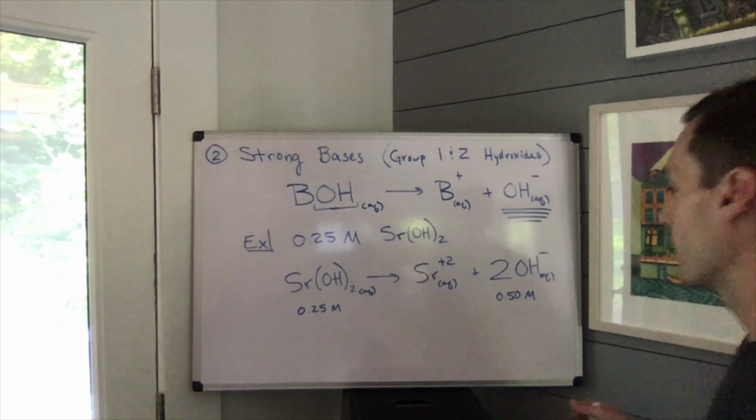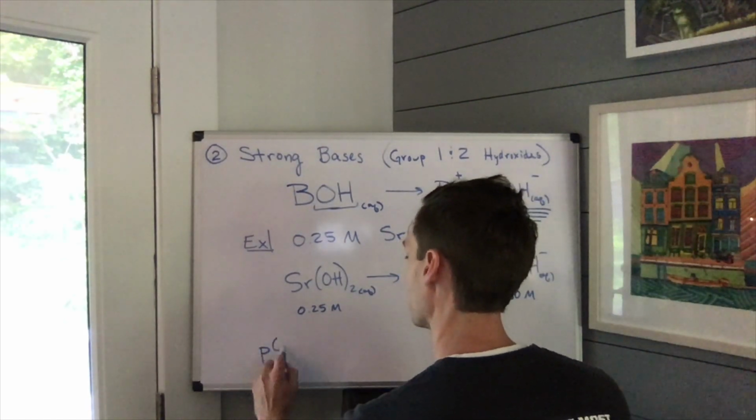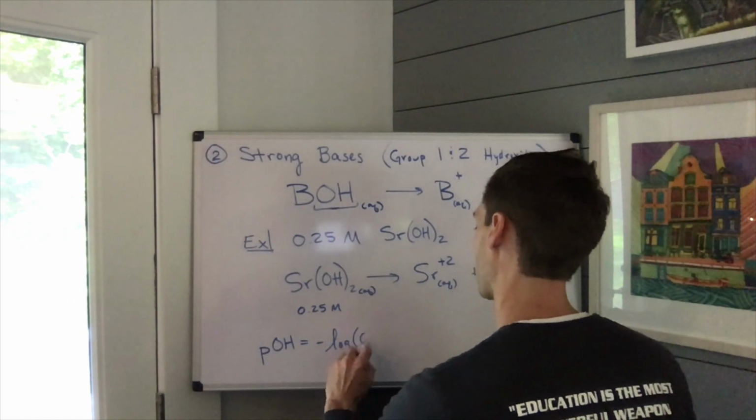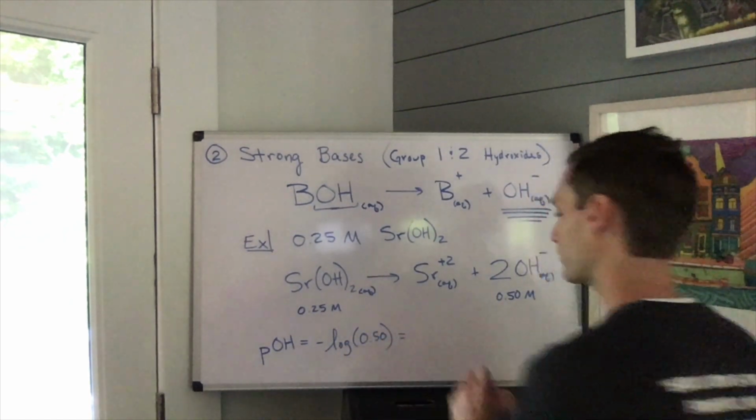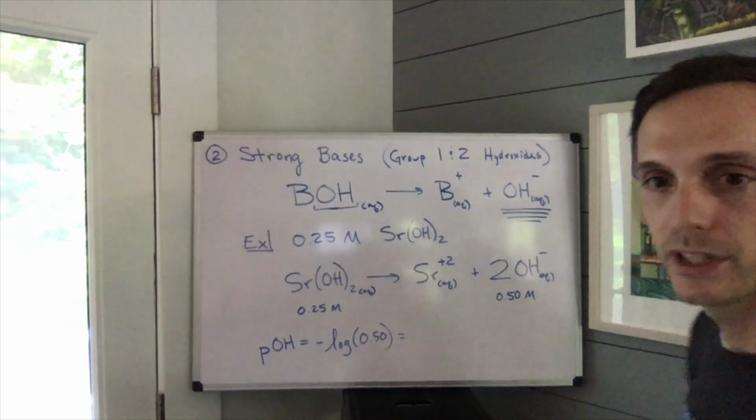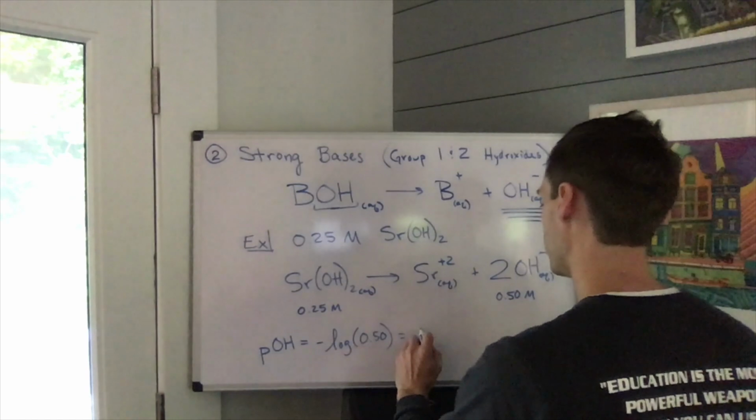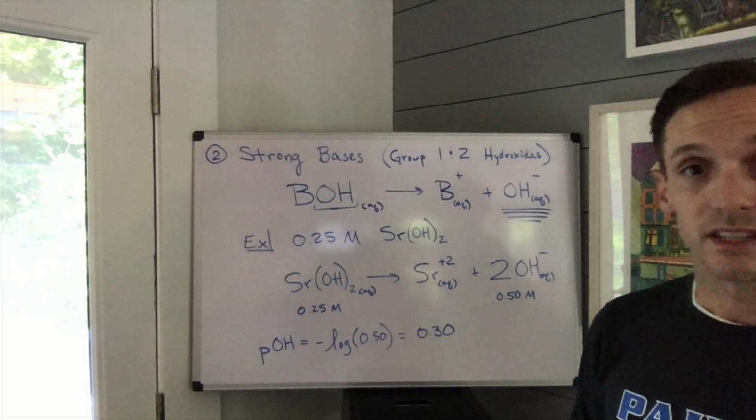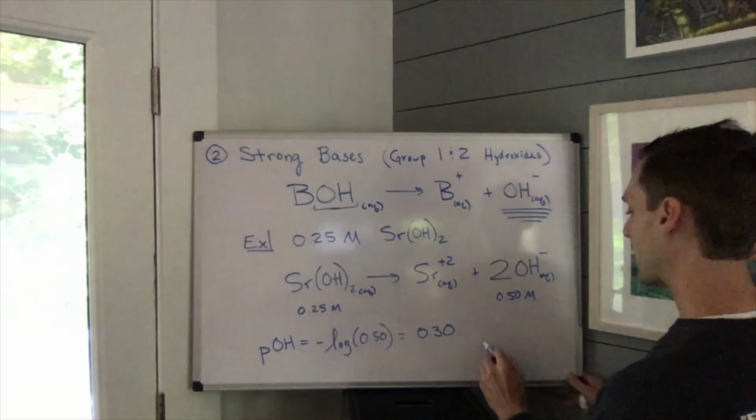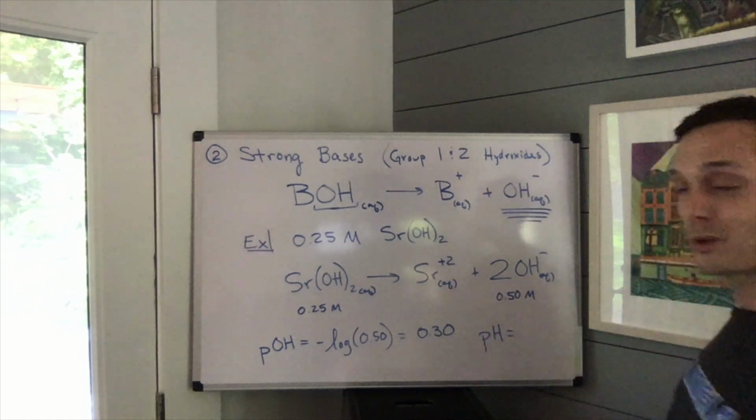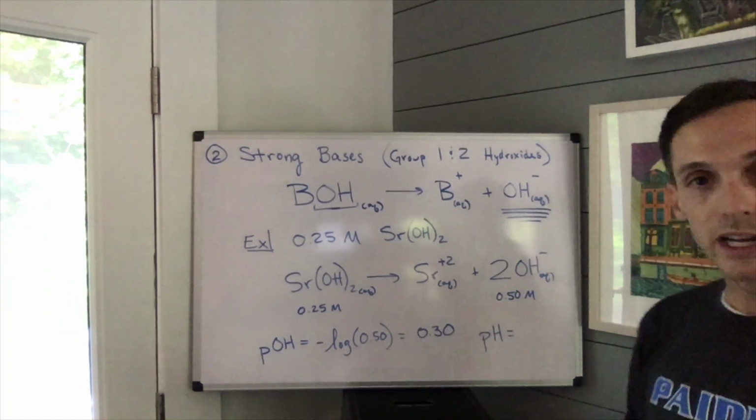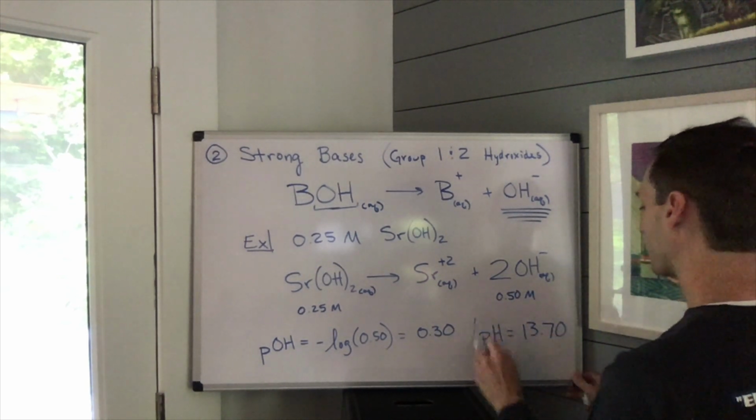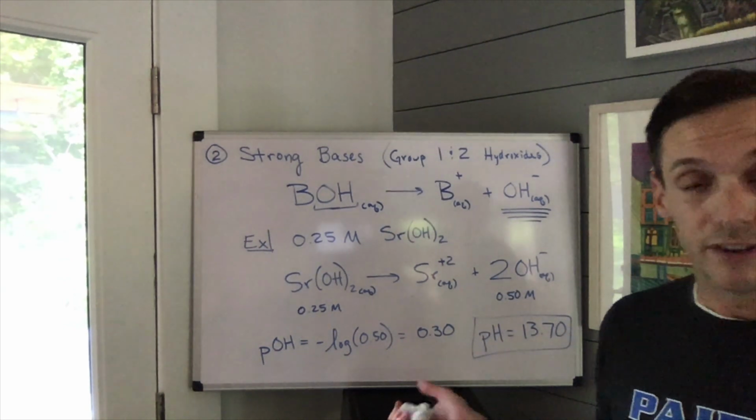Okay? So if we have that, we could easily plug that into our equation for the pOH. If we do the negative log of 0.50, if you plug that into your calculator, you should get a pOH of 0.30. A very, very low pOH means it's very basic. And if we want to turn that into pH, you just subtract that from 14, right? Because the pH and the pOH always add up to 14, and you would end up with a pH value of 13.70. Again, very basic.